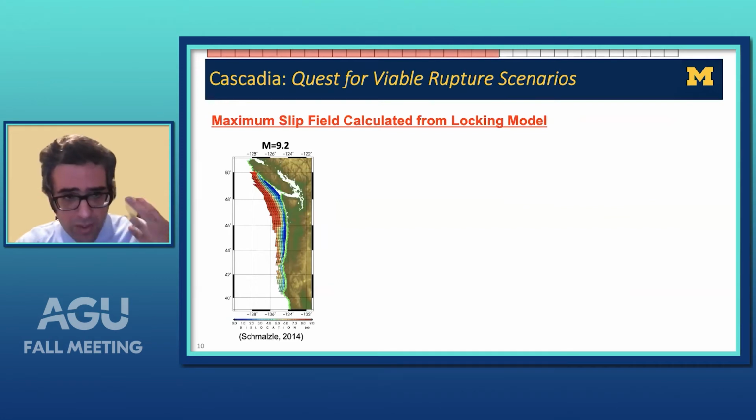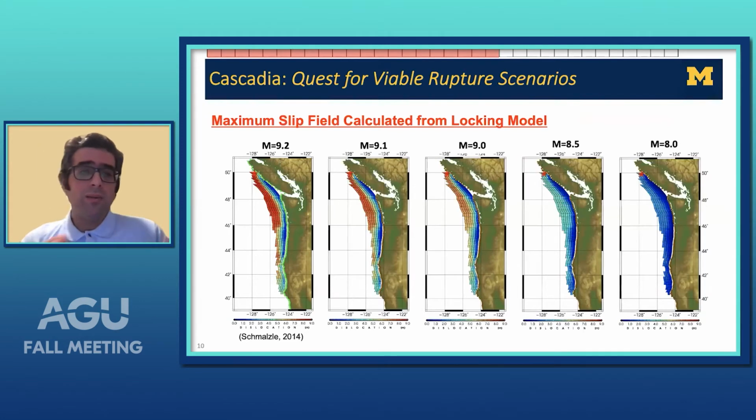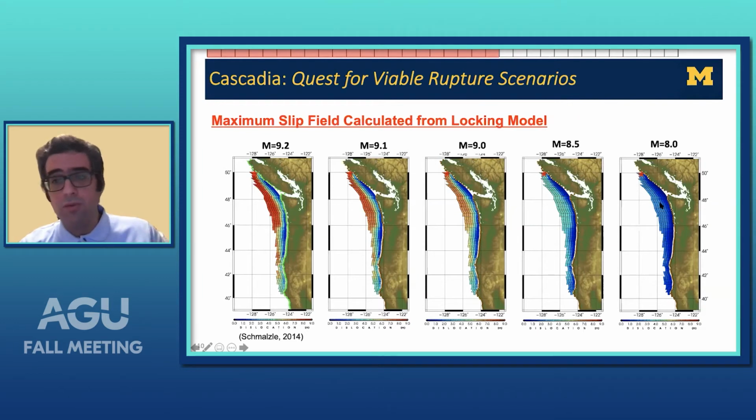So this is, in other words, slip potential. And so I take this slip field from Gina Schmalz's work in 2014 and try to downscale it using earthquake scaling laws to get smaller slips down to very small earthquakes. And from that, I can simulate ruptures. I can say, well, I start from the north, for example, here in a magnitude 8 scenario, and I rupture southward until I saturate. And this means that I'm pulling from these slip values for a magnitude 8 scenario.